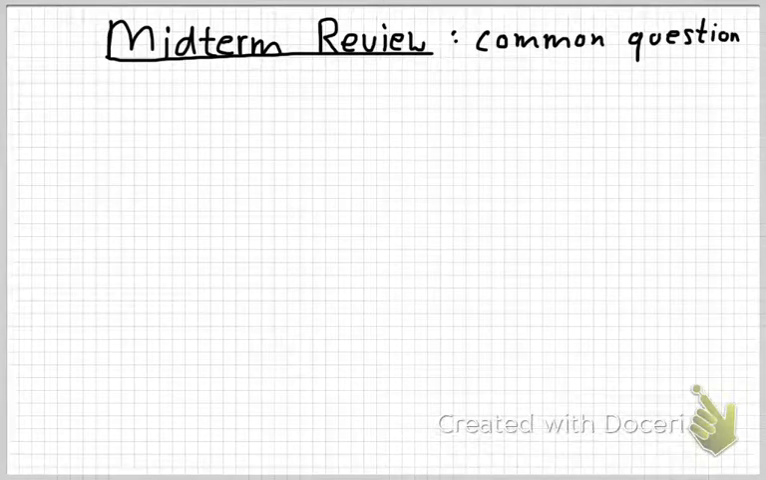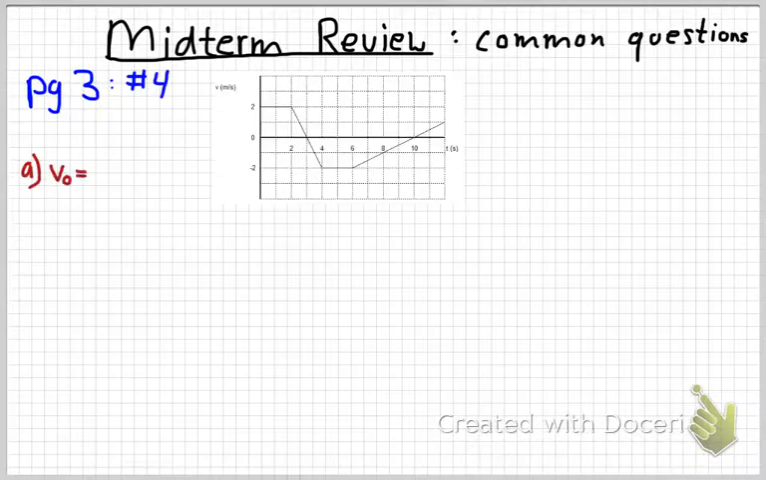In this tutorial, we're going to work some of the questions in your midterm exam review that seem to be giving us a little bit of trouble. The first one we're going to start with is number 4 on page 3, which is a graph of velocity versus time. The first question is just, what is the initial velocity?